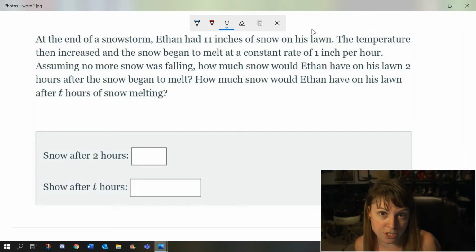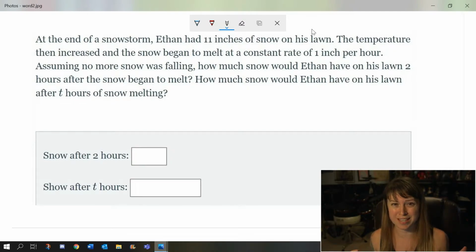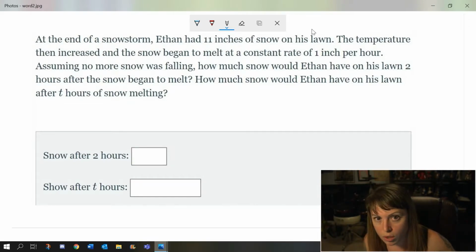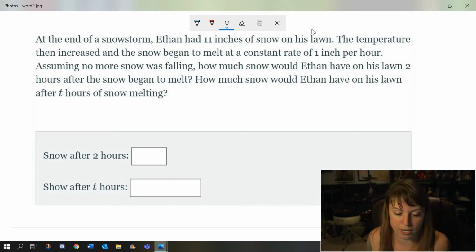Guys, this is the part I need you to get over. I hate those sentences because that doesn't make sense. What are T hours? What's T hours? That just means X, something we don't know. It's part of the equation, okay? So no matter how many hours after the snow, T, that's what we're trying to find.